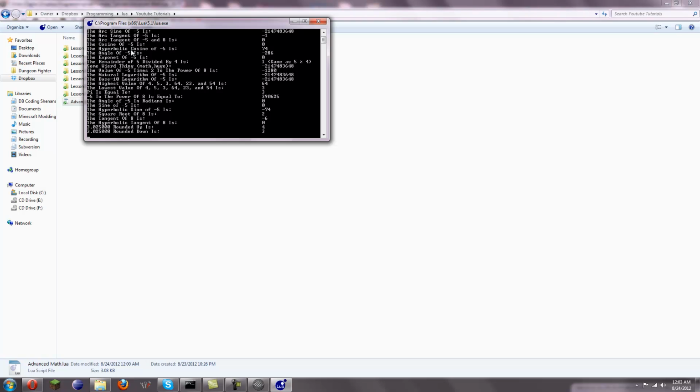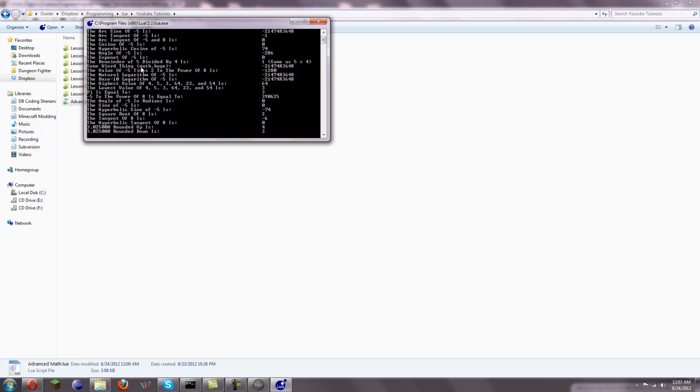The cosine of -5 is 0. The hyperbolic cosine of -5 is 74. The angle of -5 is -286. The exponent of -5 is 0, I suppose because it's not an exponent. I don't know. The remainder of 5 divided by 4 is 1, same as 5 modulus 4. It's basically just a function for modulus. I don't know why you'd use it.